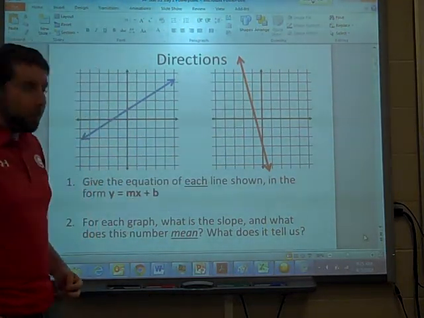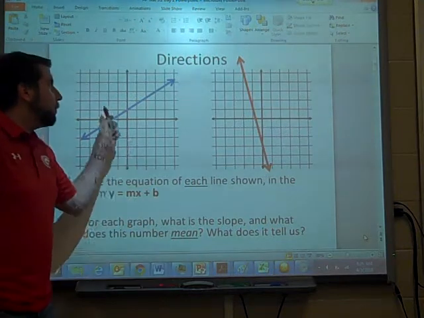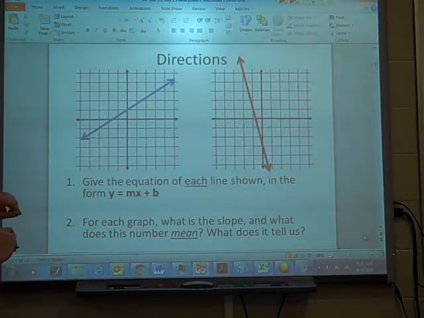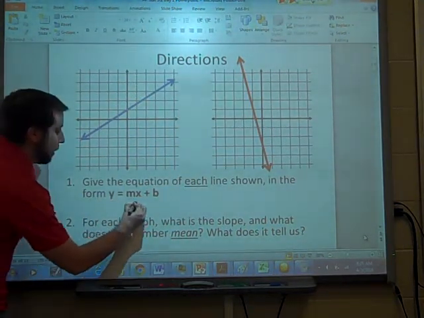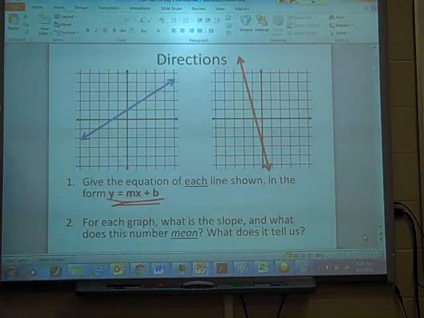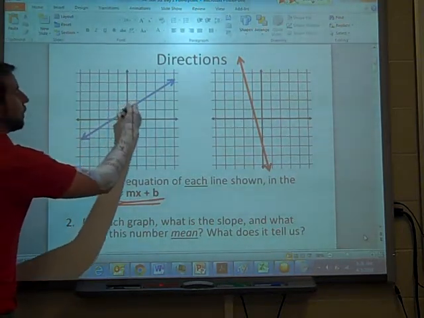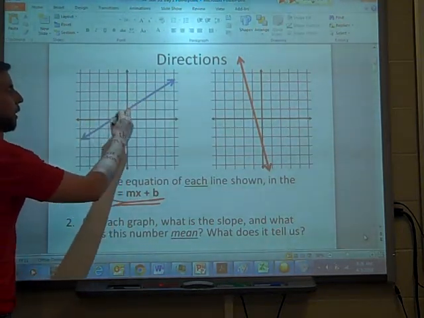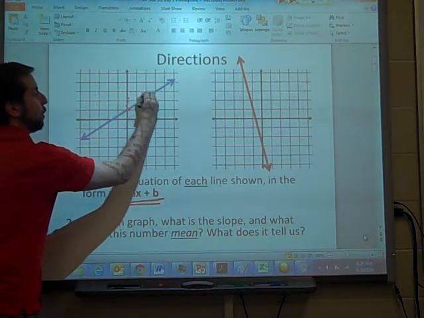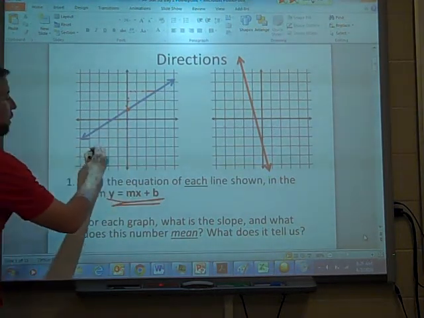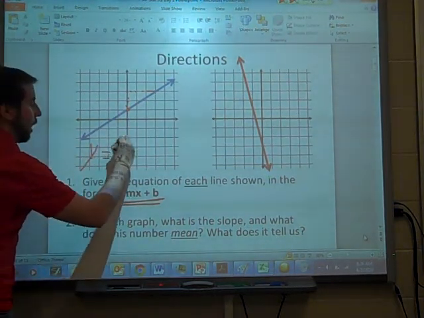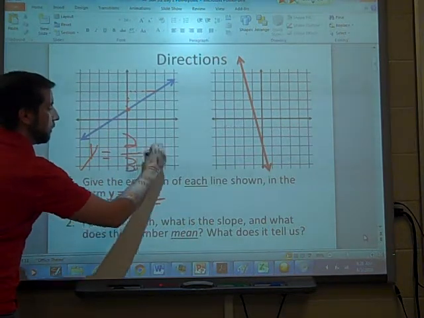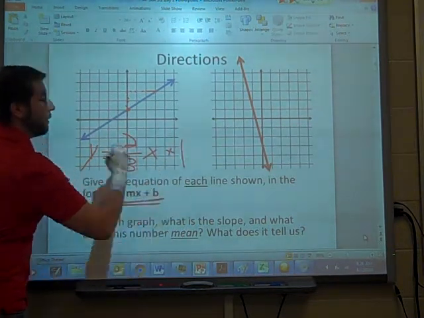So what I was going to do for bell work was look at these two graphs and talk about the equation of them, right? y equals mx plus b. Should be a nice little throwback to Algebra 1. For this one, you can see the y-intercept's here at 1, right? And from there, it goes up to over 3, so that'd be y equals 2/3 x plus 1.